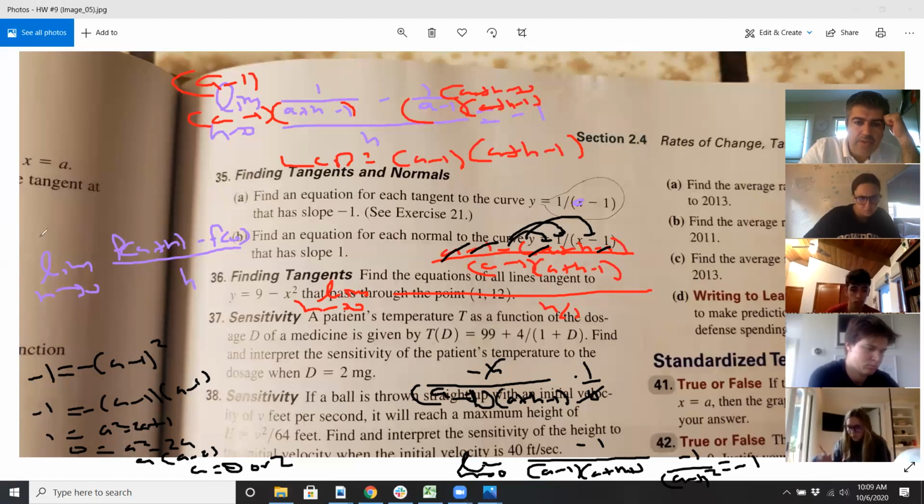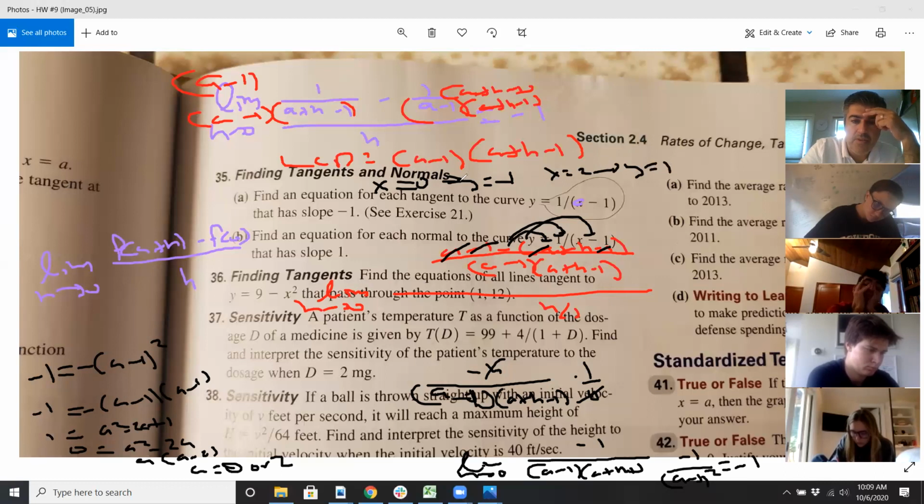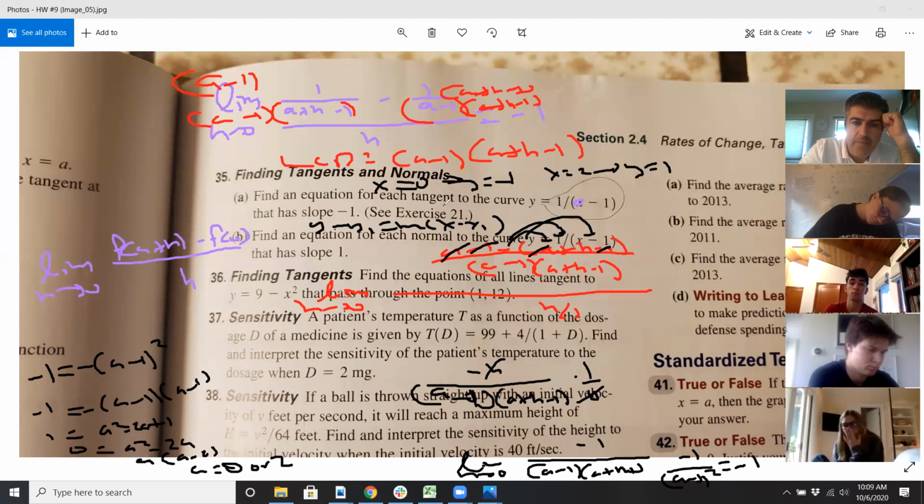And then find the equation for the tangent. Well, at x equals 0, y is going to be -1, and at x equals 2, y is going to be 1. So you do y minus y1 equals m times x minus x1. You just throw in the slopes and the coordinates of the points where they're tangent. For the normal, you do the same thing, but you set it equal to 1.